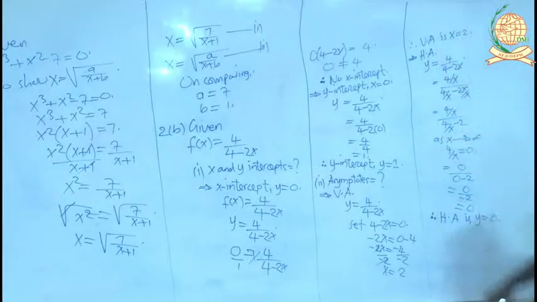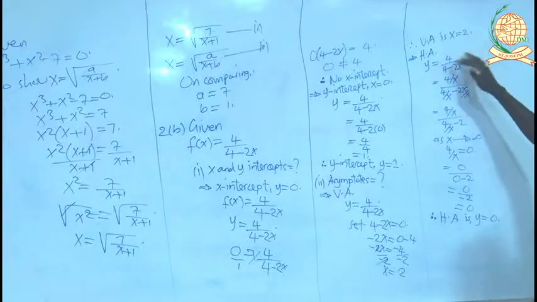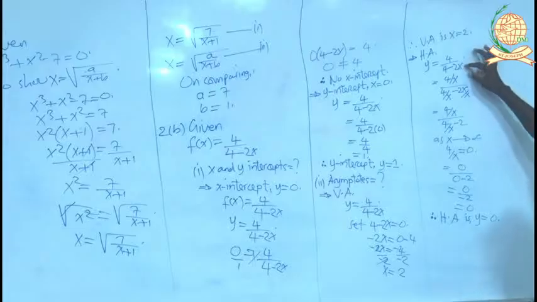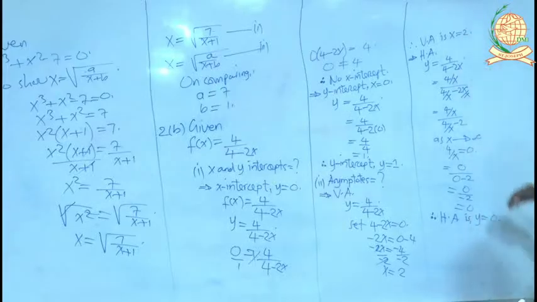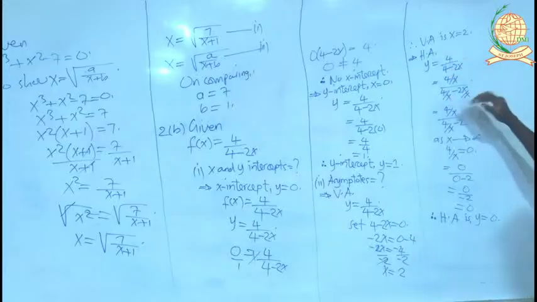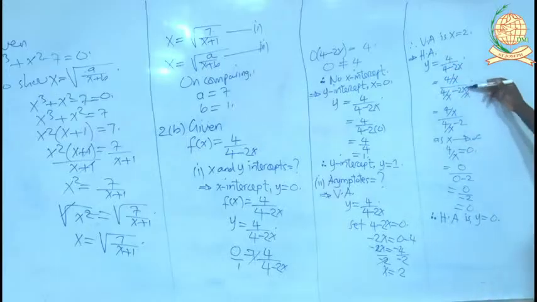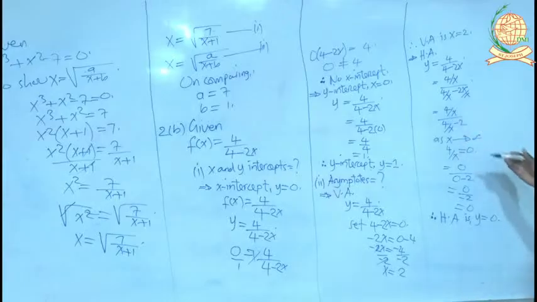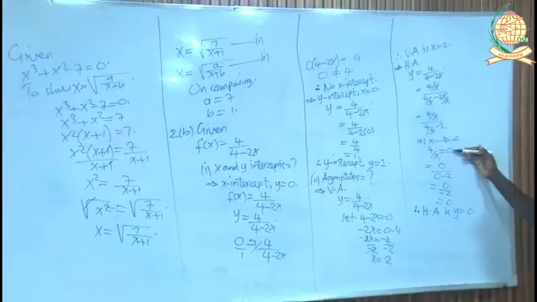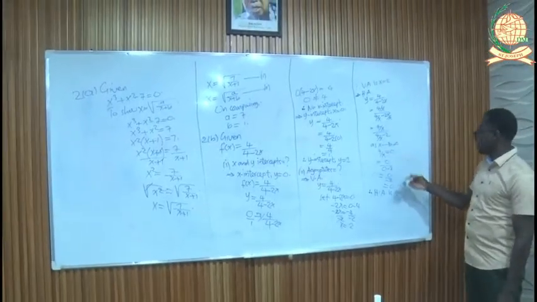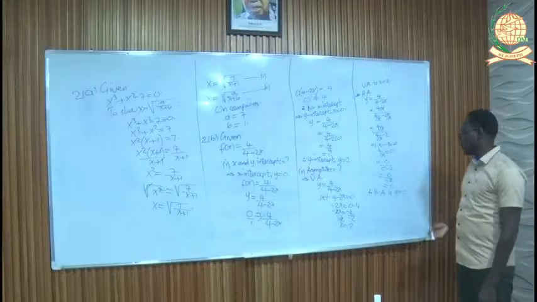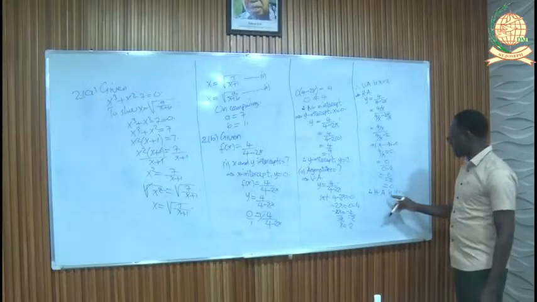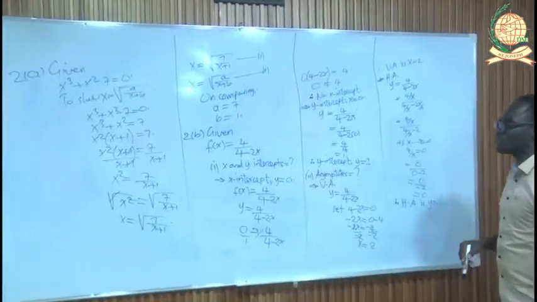To get the horizontal asymptote, from the function y is equal to 4 over 4 minus 2x, divide both the numerator and the denominator by x in each term, which will be 4 over x over 4 over x minus 2x over x. Then you simplify: 4 over x over 4 over x minus 2. Now, as x goes to infinity, as x becomes a very, very big number, this 4 over x will be equal to 0. So we're going to have 0 over 0 minus 2, which is 0 over negative 2, which is 0. So therefore, the horizontal asymptote is y equals 0.